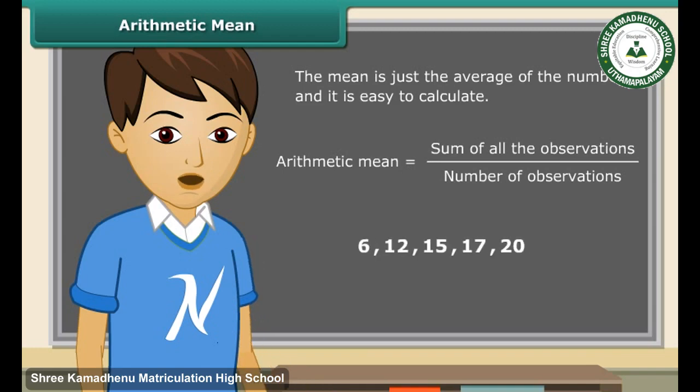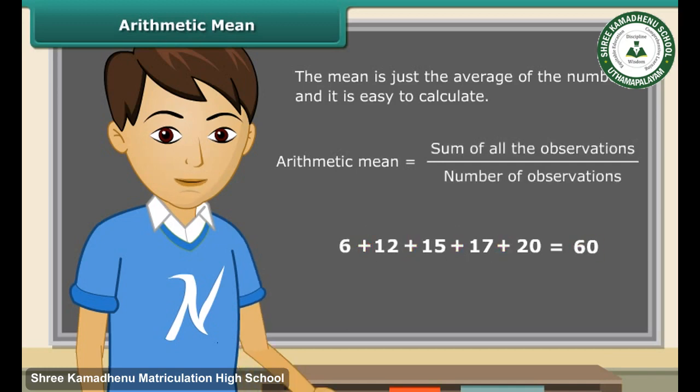Let us calculate the mean of these numbers. Add up the numbers first. The sum of these numbers is 60. There are total 5 numbers. So the mean is equal to 60 divided by 5, which equals 12. Therefore, the mean of the above numbers is 12.